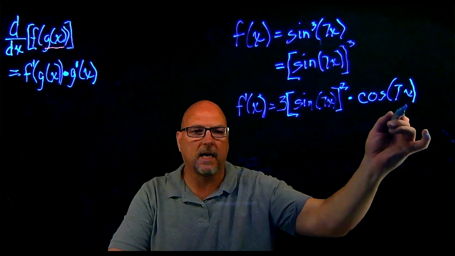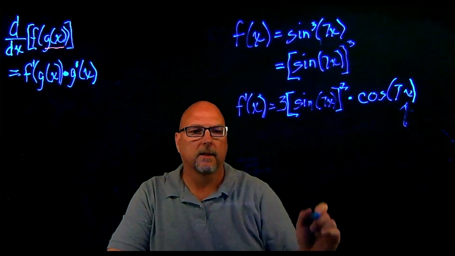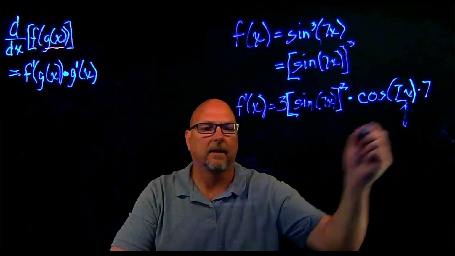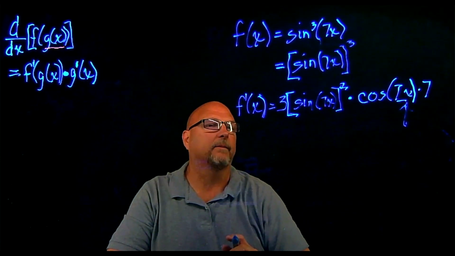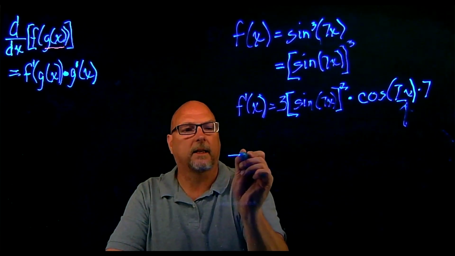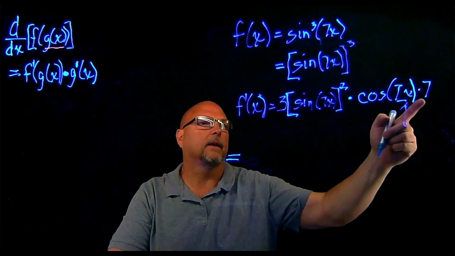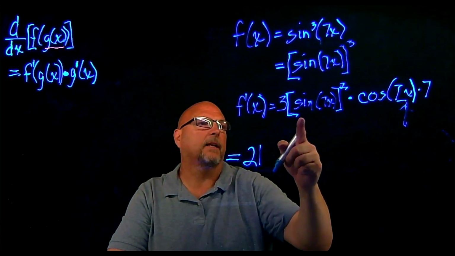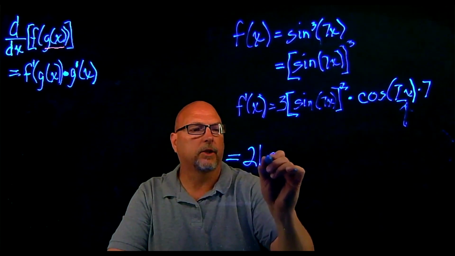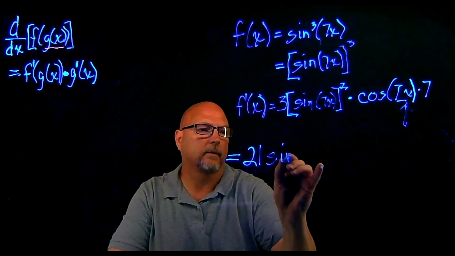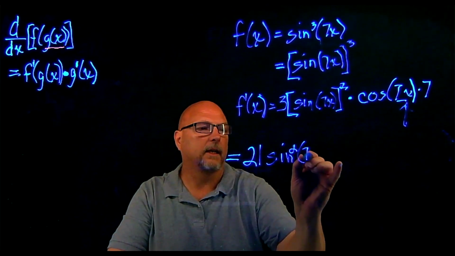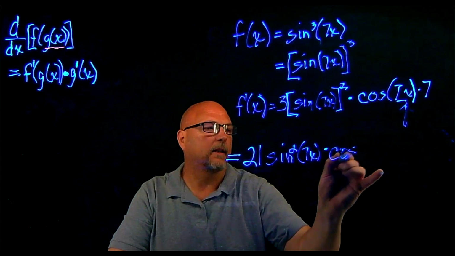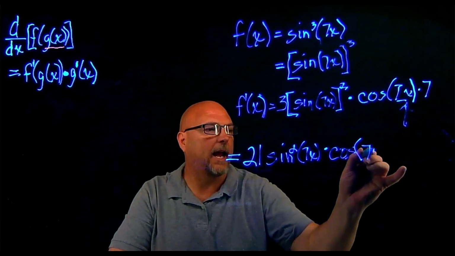But I have another chain here, right? This is another chain. So I have to multiply by the derivative of the chain that's inside. So that would get multiplied by 7. So in the very end, if we clean things up here, we would have 7 times 3, that's 21. I'd have sine of 7x squared, which is sine squared, is how you would write that. Sine squared of 7x times the cosine of 7x.